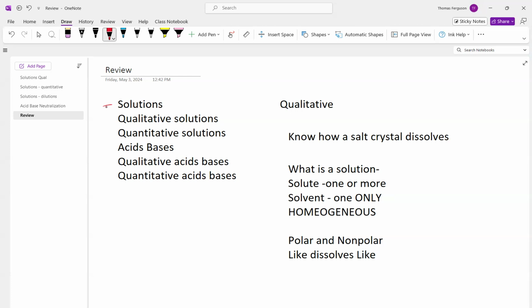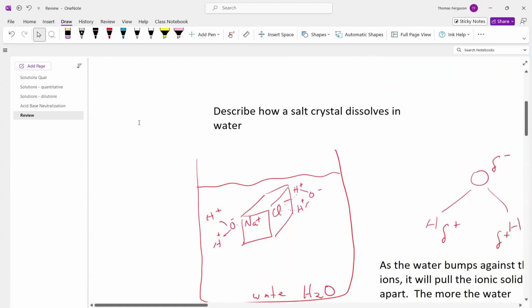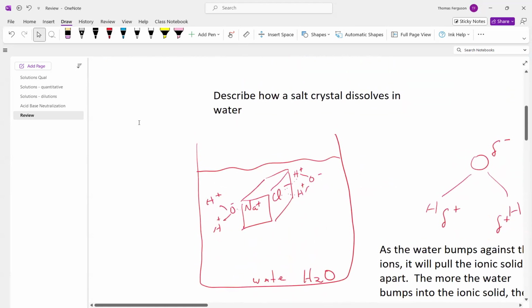Okay, like dissolves like. All right, so let's talk about what happens when we put a salt crystal in water. Now, if something is polar, it tends to be wanting to grab hold of everything around it, electron-wise.